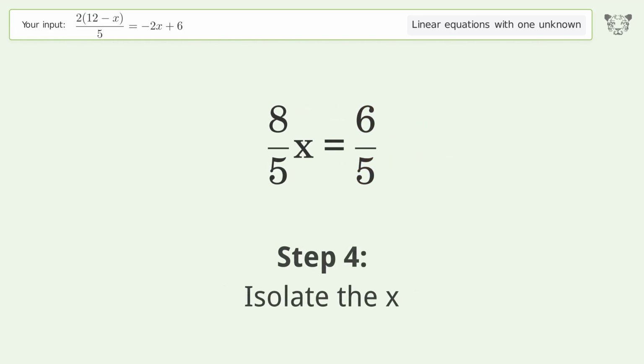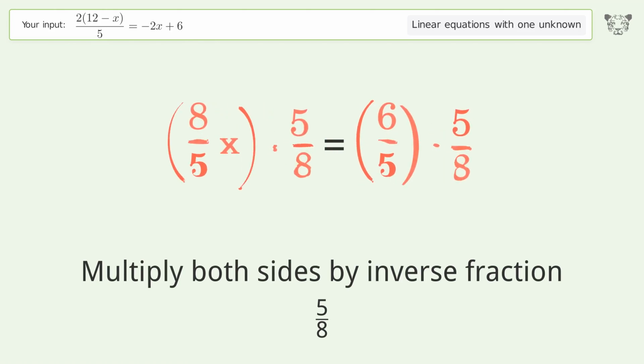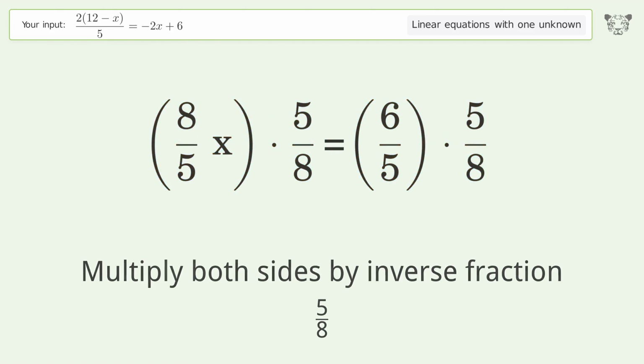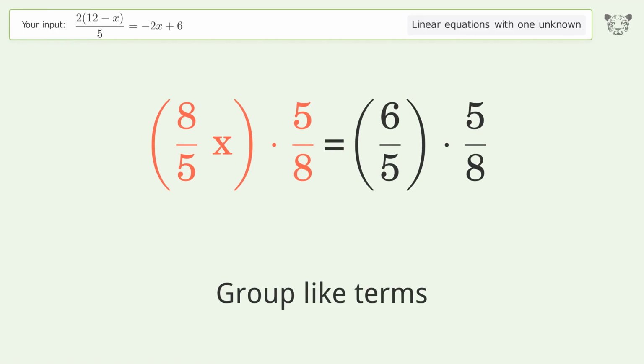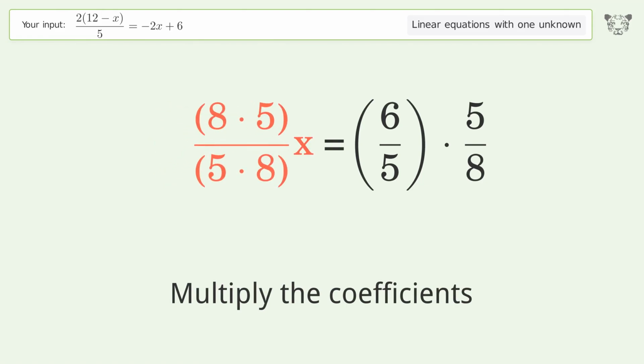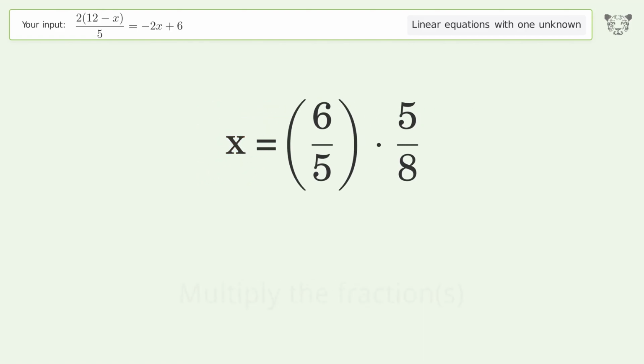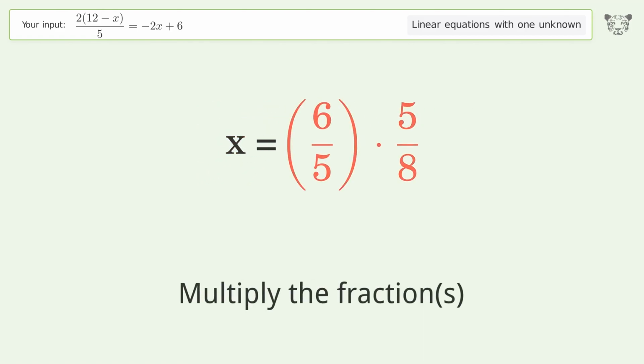Isolate the x. Multiply both sides by inverse fraction 5/8. Group like terms. Multiply the coefficients. Simplify the fraction. Multiply the fractions.